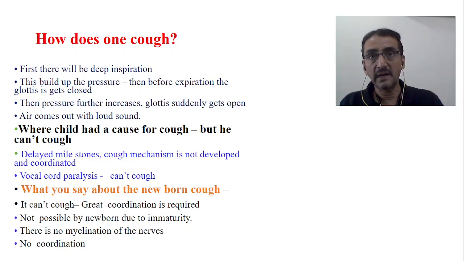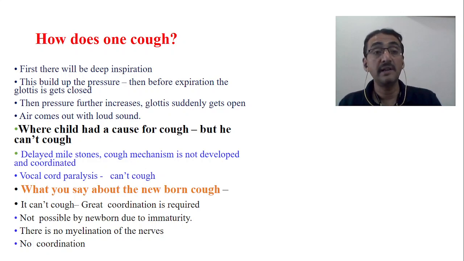So this is how the child coughs. Now sometimes a child has a cause for the cough but he cannot cough. What are such situations? Actually, he has some causes for the cough, but still he is not coughing. You find all such situations also sometimes.